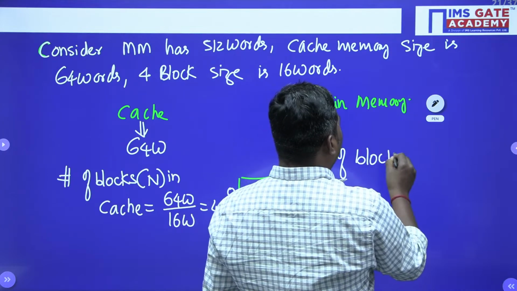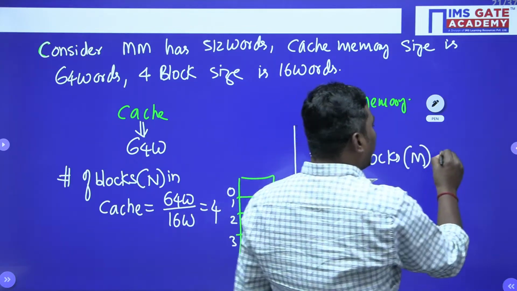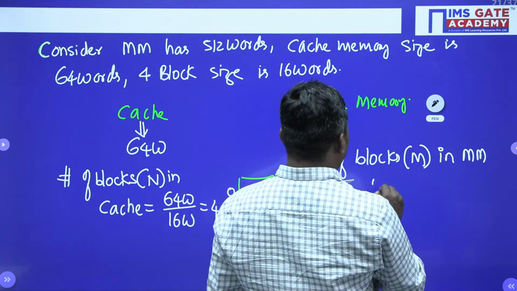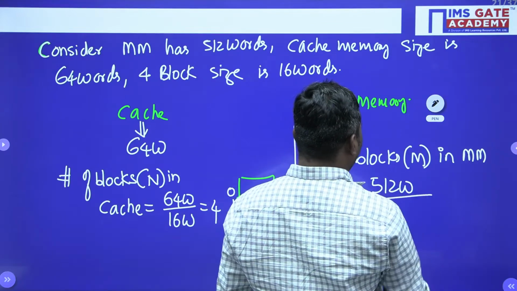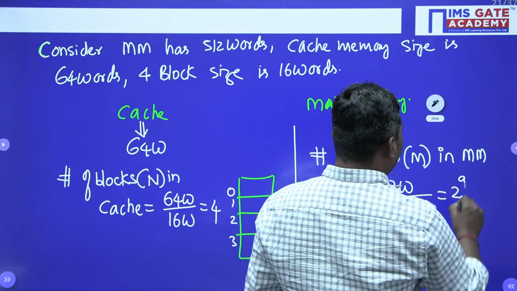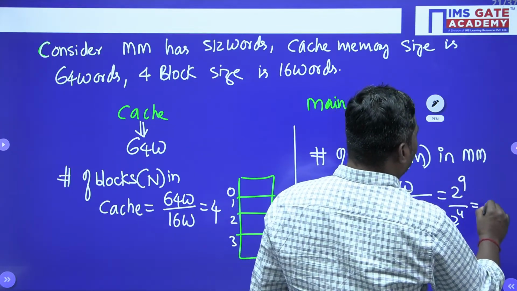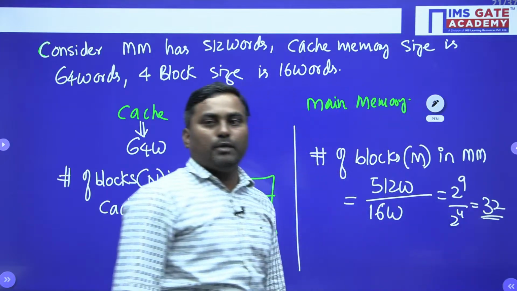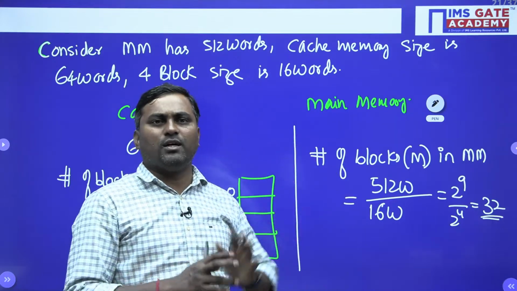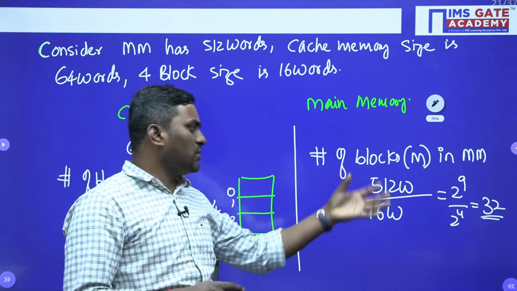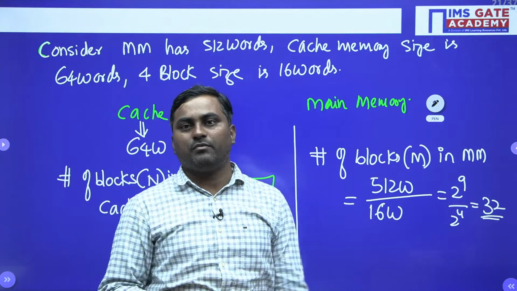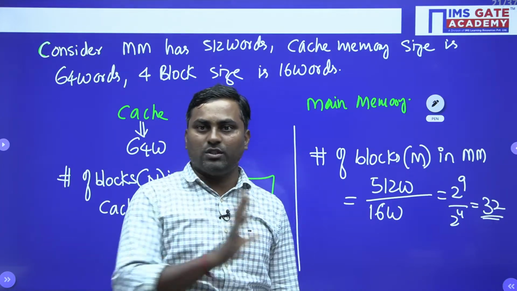Similarly, the number of blocks, I am taking M, in main memory. What is the main memory size? 512 words, a very small example I have taken, divided by a block size of 16 words. This is 2 power 9 by 2 power 4, which is 2 power 5, so we get 32 blocks. Main memory has 32 blocks. I have taken this simple data to understand, because with large data you may get confused. So there are 32 blocks in main memory and 4 blocks in cache memory. We will observe how this mapping occurs. It is clear, right?